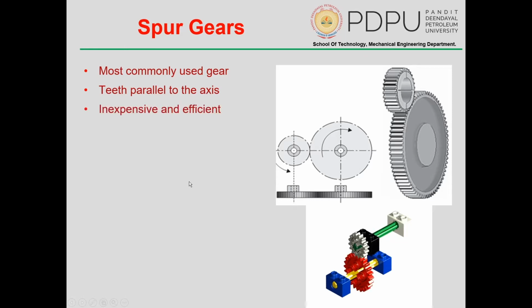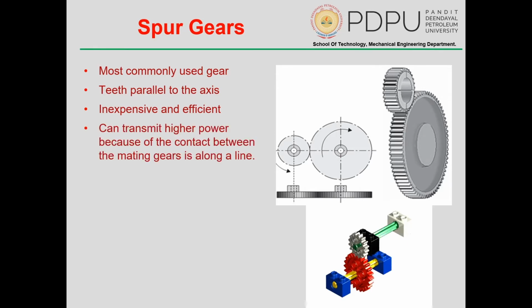They are inexpensive and efficient compared to other gears we are talking about, not compared to the belt. Obviously gears are costlier than belts. They can transmit higher power because the contact in mating gears is along a line. So obviously they are much more efficient in transmitting higher power compared to the belt or rope. However, the center to center distance between the gears is much shorter than in the belt drive.